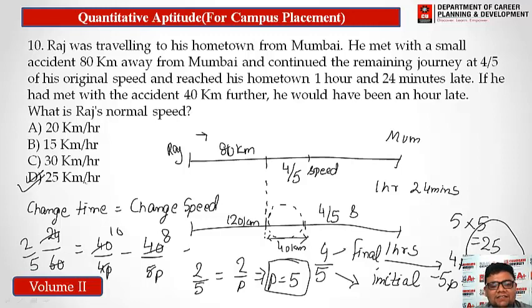If you take the distance, assume the distance is d, and then travel 80 kilometer by 5p speed and the remaining distance by 4p speed, that will be much lengthier. This is the shortest way to solve this question, and the question is very important.